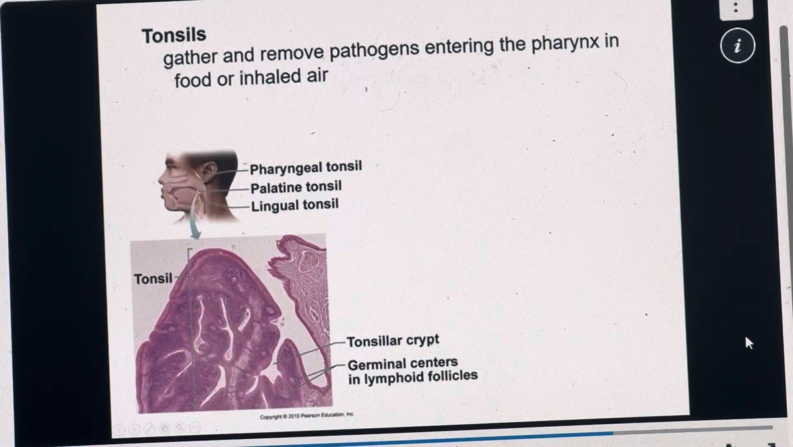Here's a histological section just showing the tonsils. And you can see these round regions in here known as the germinal centers, and this is where a lot of those lymphocytes are located within the tonsils.